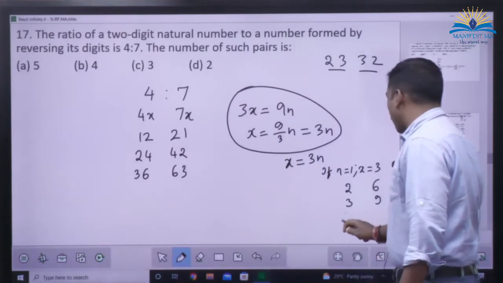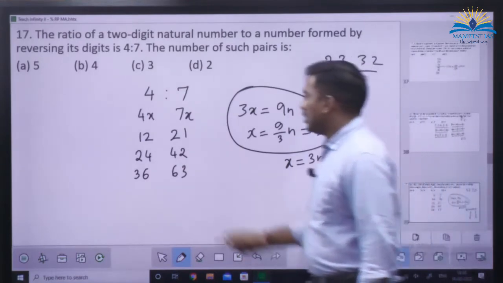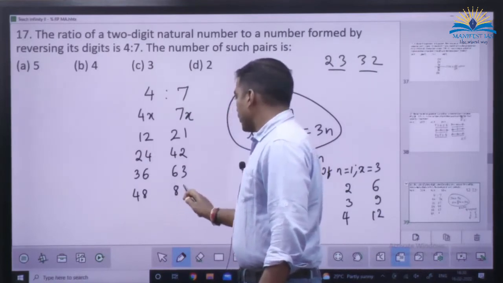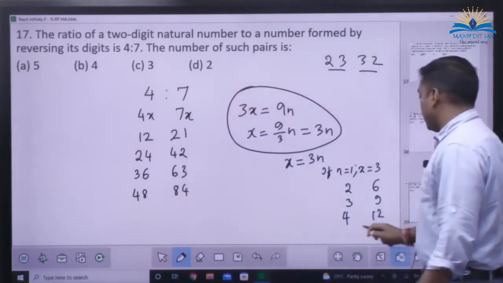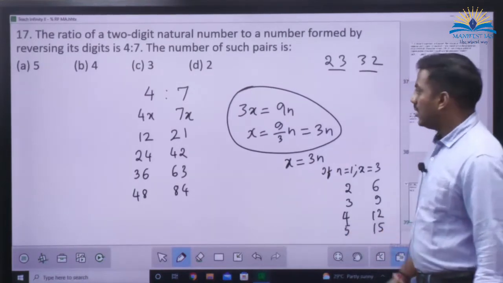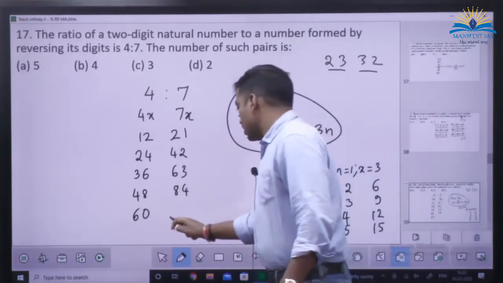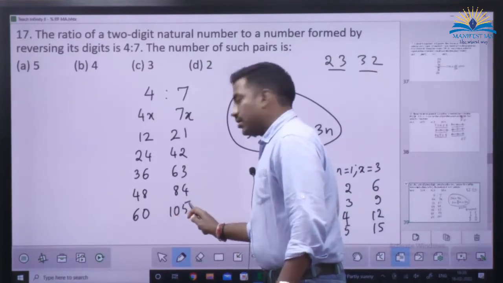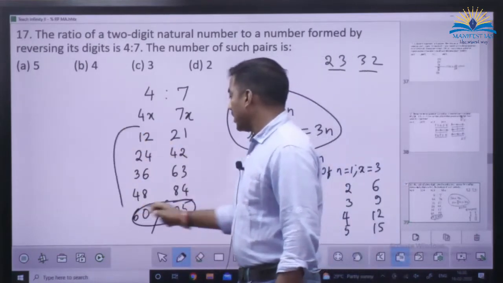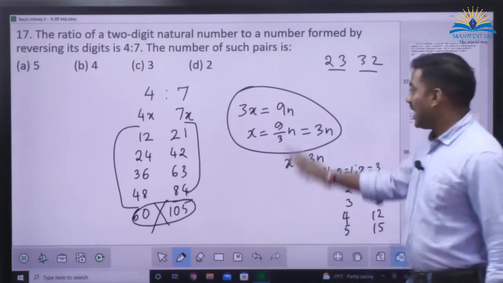Then when n is equal to 4, x will be equal to 12. 12 4s are 48, 12 7s are 84. Then put n is equal to 5. x is equal to 15. 15 4s are 60, 15 7s are 105. Can we consider this pair? Because this is already 3 digit. So how many such pairs are there? 4 such pairs.